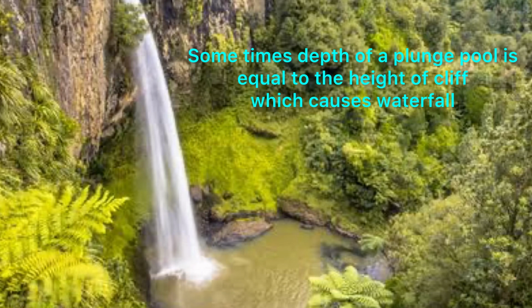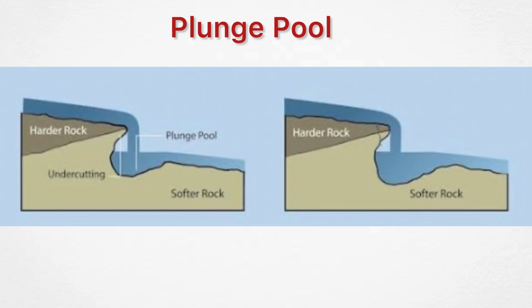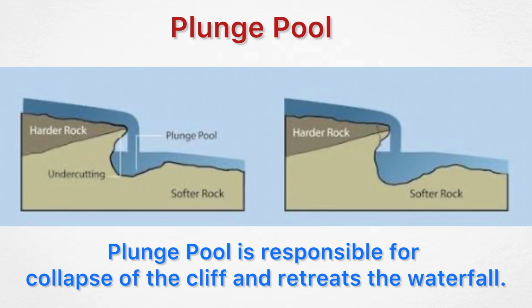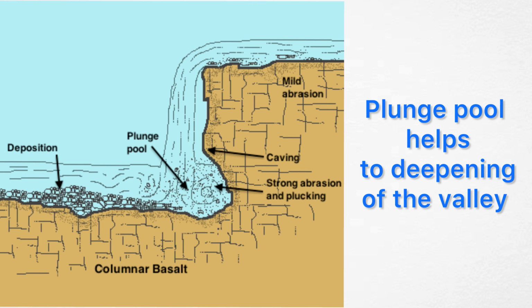Sometimes the depth of a plunge pool can be almost equal to the height of the cliff that causes the falls. A plunge pool is responsible for the collapse of the cliff and the retreat of the waterfall. It also helps in the deepening of the valley.